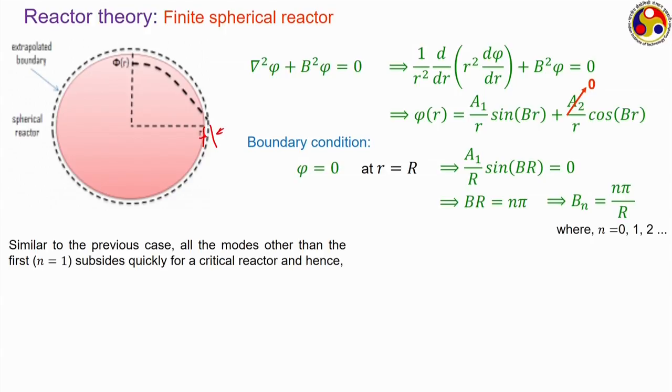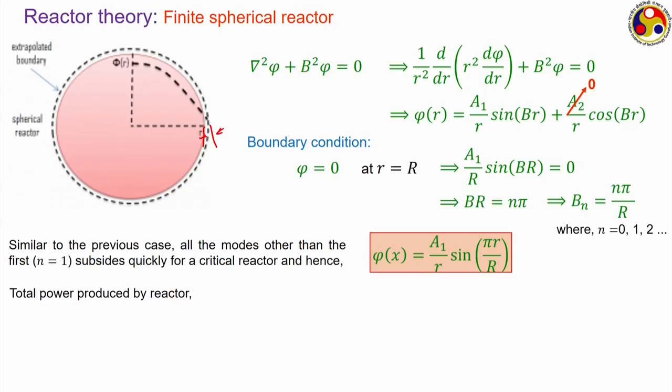Of course, n equal to 0 is not possible, because if we put n equal to 0, that will give phi equal to 0. Hence n equal to 1 is the most realistic solution that we can have of this particular form: A_1 by r into sin(pi r by R).